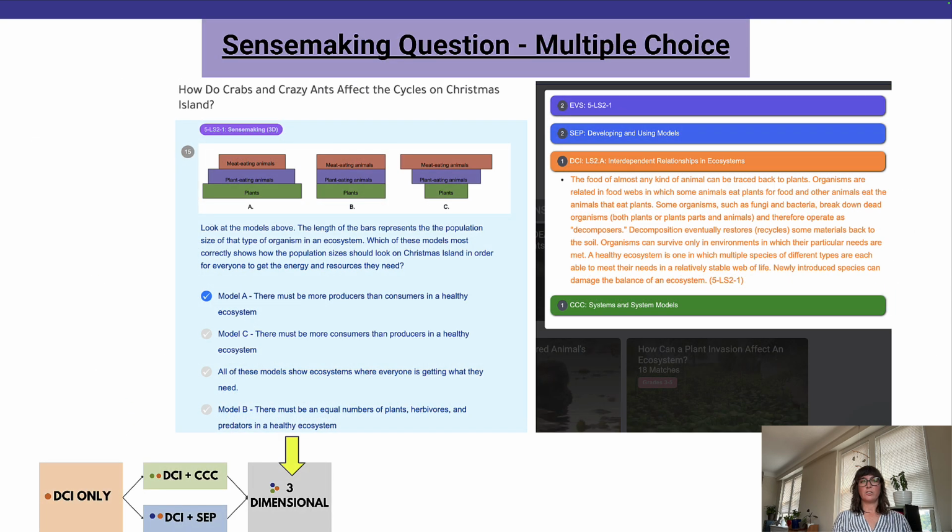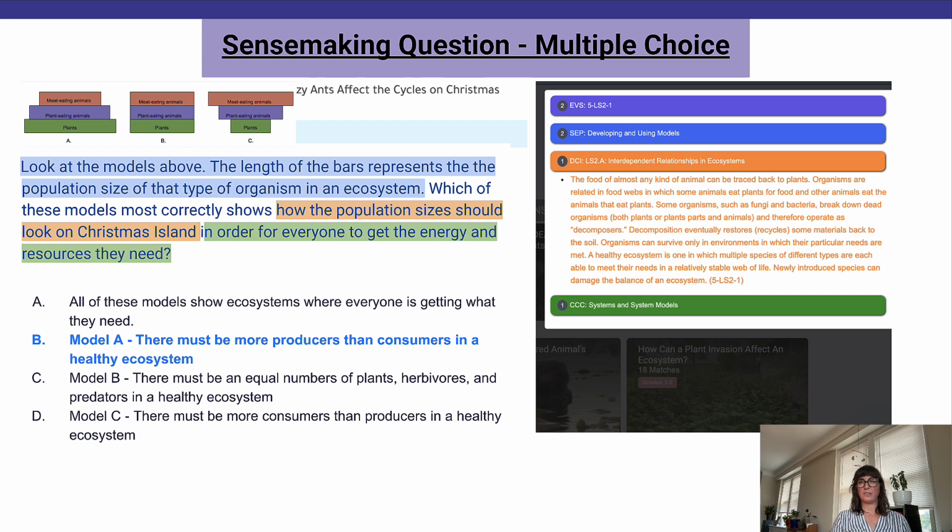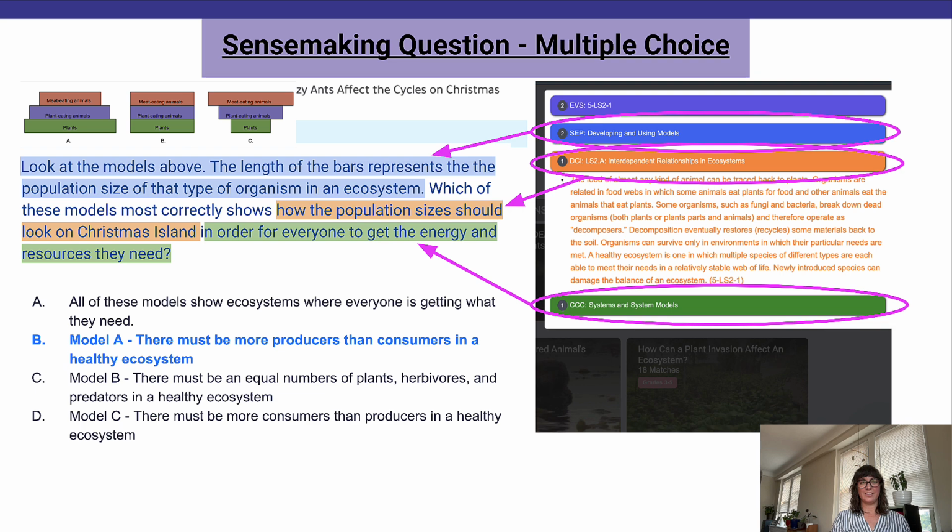Finally, three-dimensional questions require the use of content, practices, and concepts, whether they're multiple choice or free response. Here, students are asked to analyze the models, addressing that SEP of developing and using models, to determine how different populations interact within a healthy ecosystem, hitting on that CCC of systems and system models, to finally confirm that Model A most accurately shows how the ecosystem must be structured in order for all organisms to get the energy and resources that they need to survive, finally addressing that DCI content knowledge.